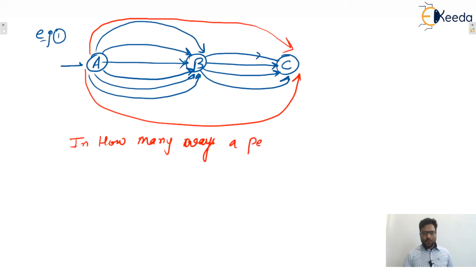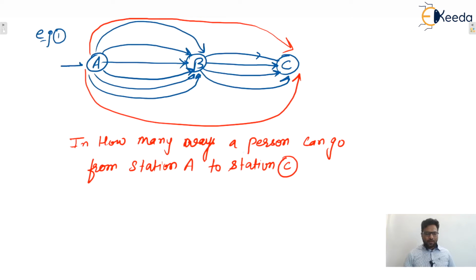a person can go from station A to station B? That is the question. Station A to station B, or sorry, station C. Now we can say that, yes, there are various paths to go from A to C.